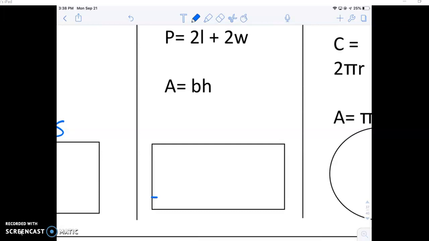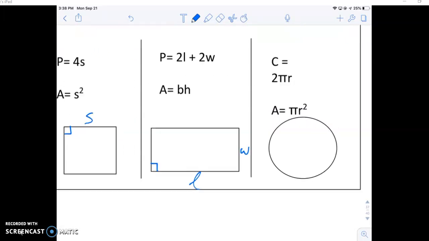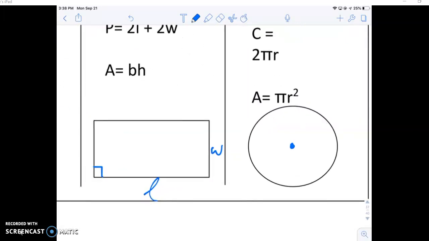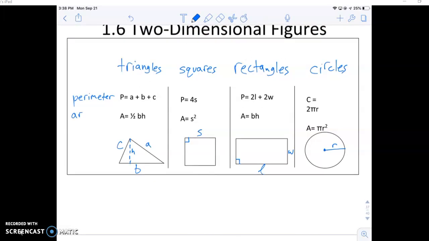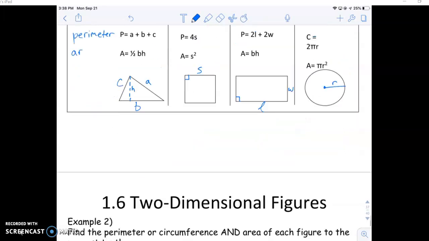Rectangle, all the angles are right angles. Just to let you know, this side would be length, and this is width. And then with the circle, the R is referring to the radius. Right, so R is the radius. So those are all the formulas that you need for this lesson.